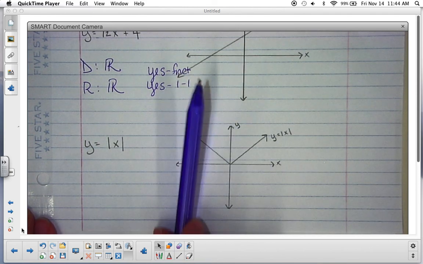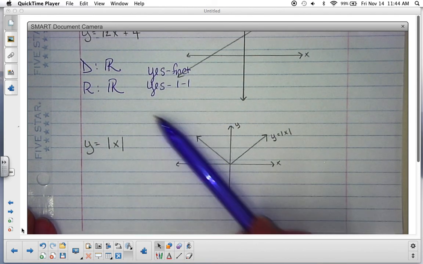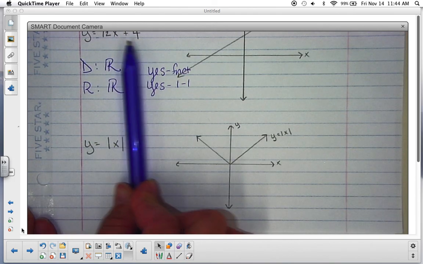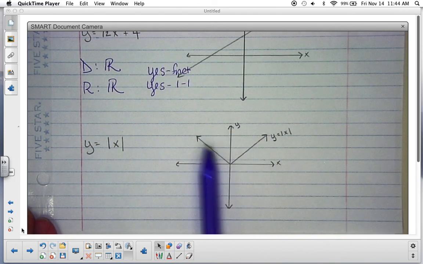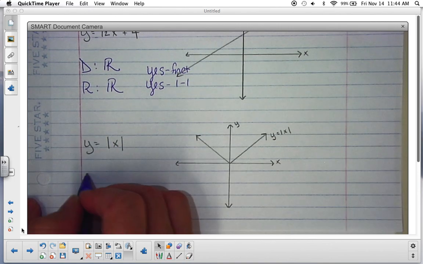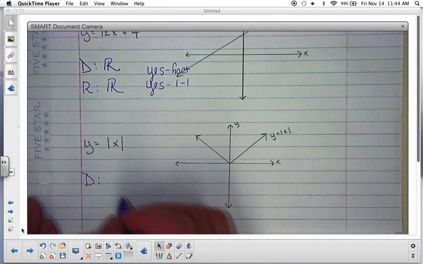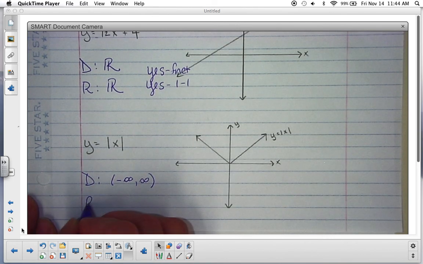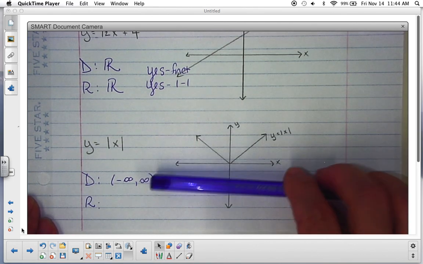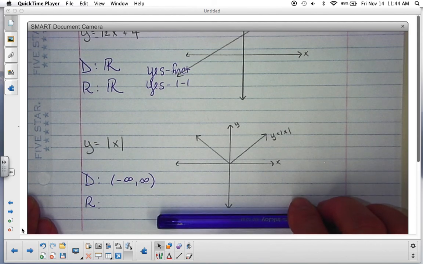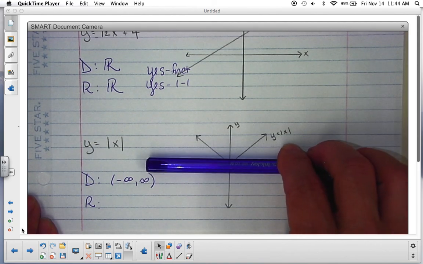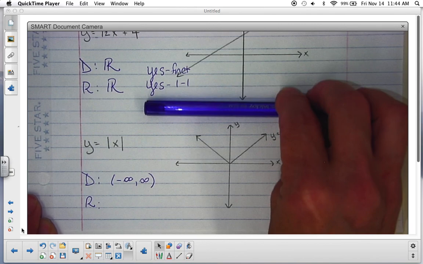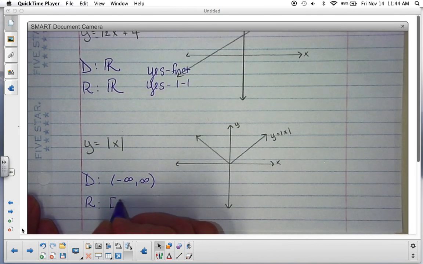So again, domain is left and right, and this has arrows going forever and ever in both directions. So you can never get furthest left, furthest right because it extends. So my domain here, again, is all real numbers, or this, whichever you prefer. But my range is not all real numbers. There are never any y values down here. So for range, it starts at 0 and goes up forever till infinity. So this one is 0 to infinity.